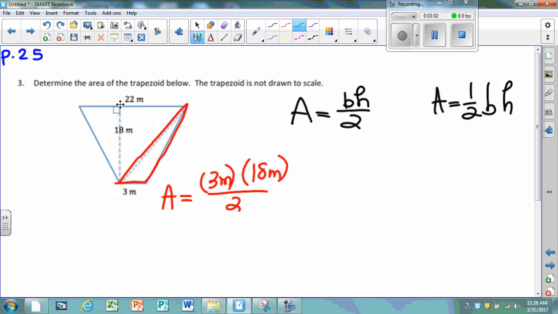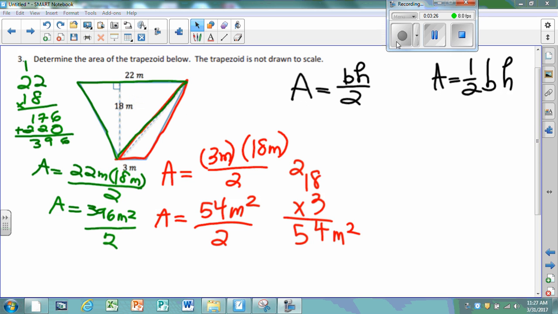All right, let's take a look, and now I'm going to make a green triangle. My green triangle, what's my base for that? 22 meters. And what's my height? 18 meters. And then I'm going to divide that by 2. Are we okay? All right, do the math.